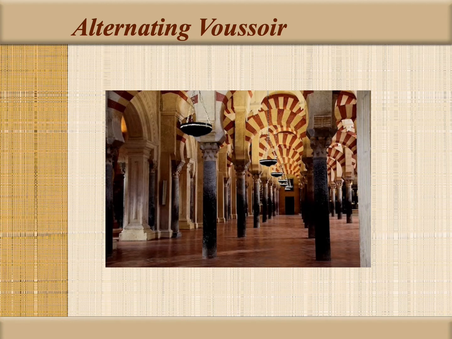All right, so the main term that I want you to look at here are the alternating voussoirs. And so that's just going to be this striped pattern. You can see that it has like a red tone and then a natural tone, back to the red tone and the natural tone. So that striped look, it creates a lot of movement throughout the space, and that's termed an alternating voussoir. This image is also an interior view of the Great Mosque at Cordoba, and I want to go over that building a little bit because we didn't get to it earlier.